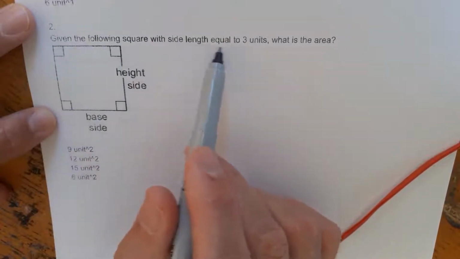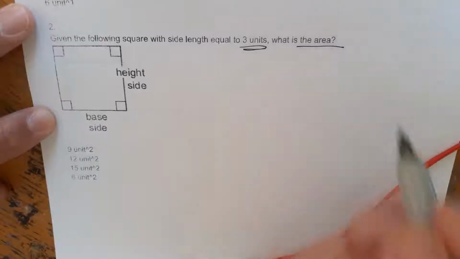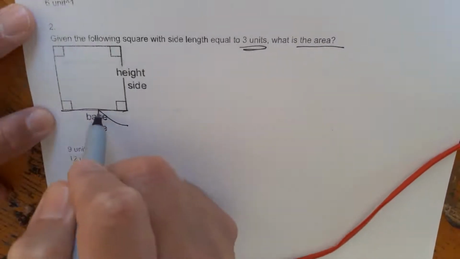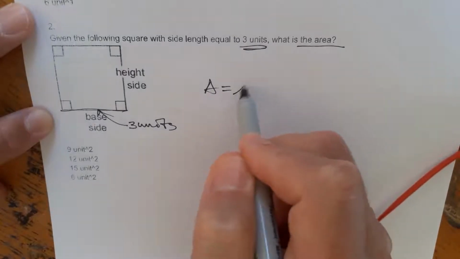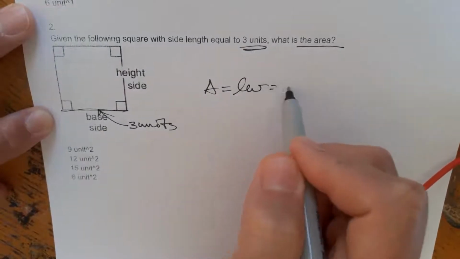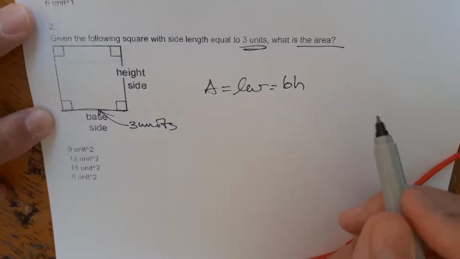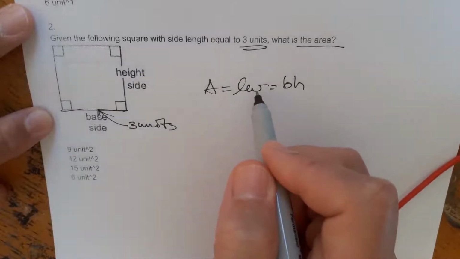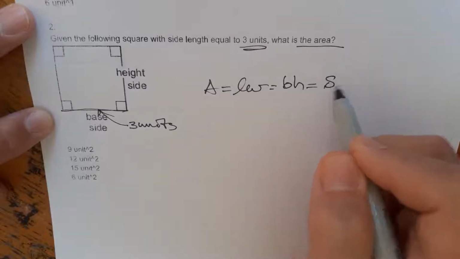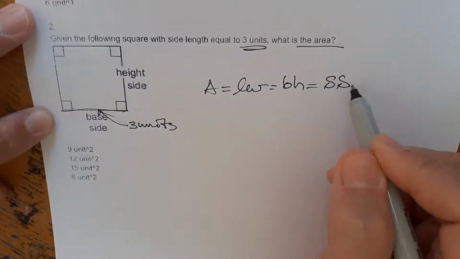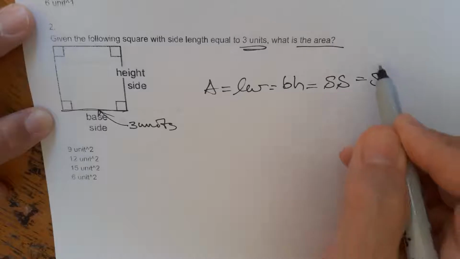Given the following square with side length 3 units, what's the area now? So this is 3 units. Just like above, we want area. Area is length times width, or base times height, right? Two dimensions, one dimension times the other. In this case, because it's a square, both side lengths are equal, so s times s, or s squared.